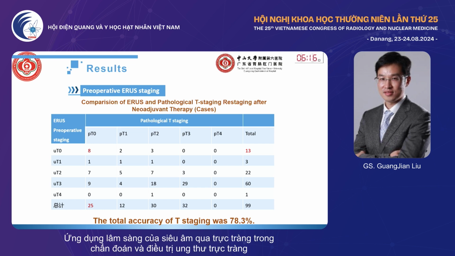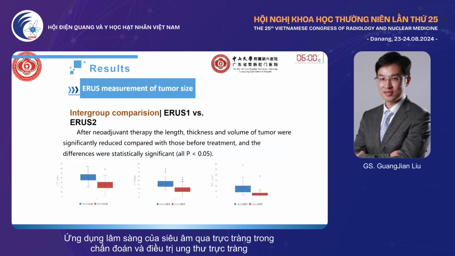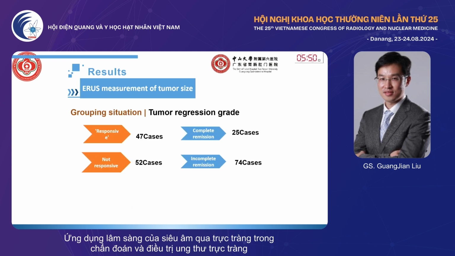We can see in this group of patients, the total accuracy of TCDH is around 78%. For the ultrasound judgment of the complete remission, the sensitivity is around 30%. But we can see by the measurement after the NCRT, all of the tumors decreased in size, in length, in thickness, and in volume.